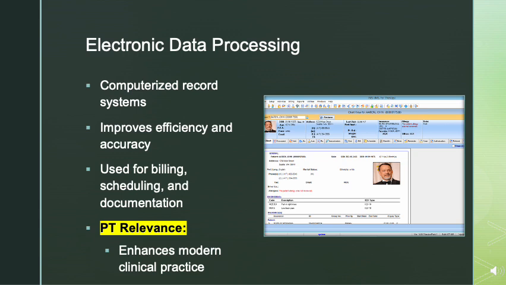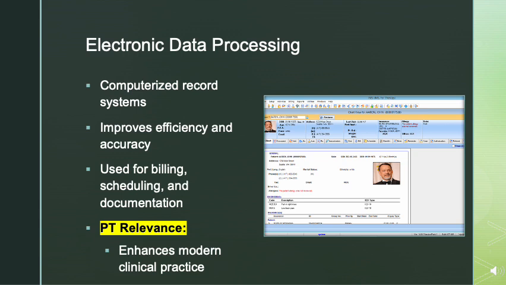They also allow faster documentation because templates and predefined formats can be used. In addition, electronic systems often include prompts or required fields, which help ensure that important information is not missed. This leads to more complete and accurate records.